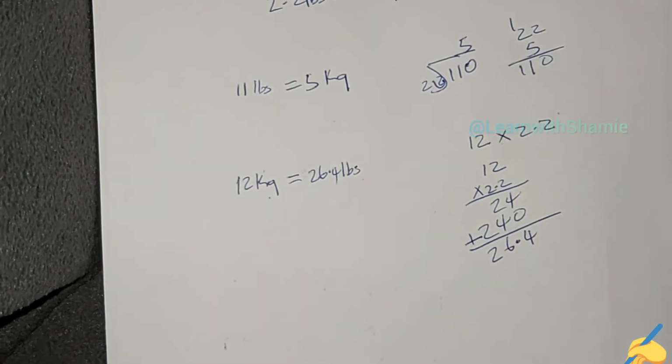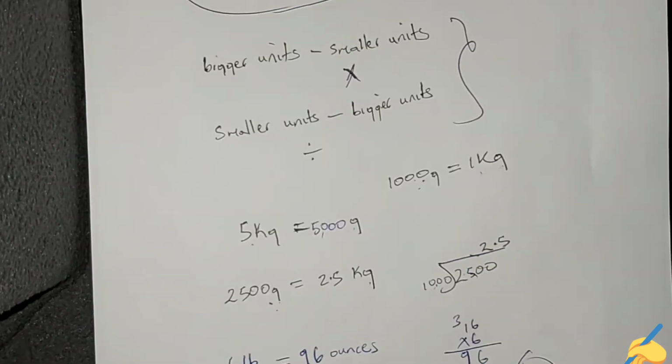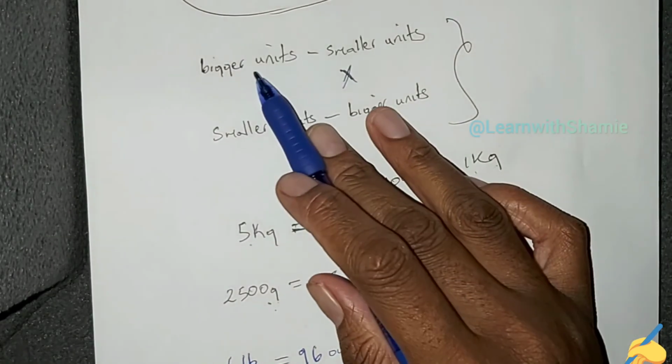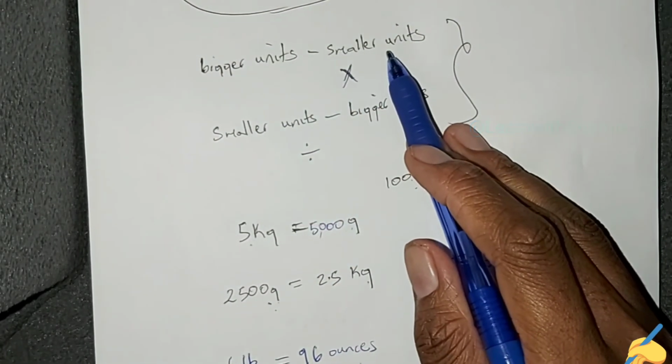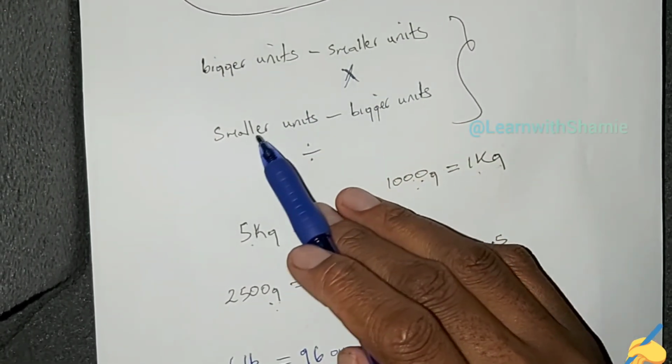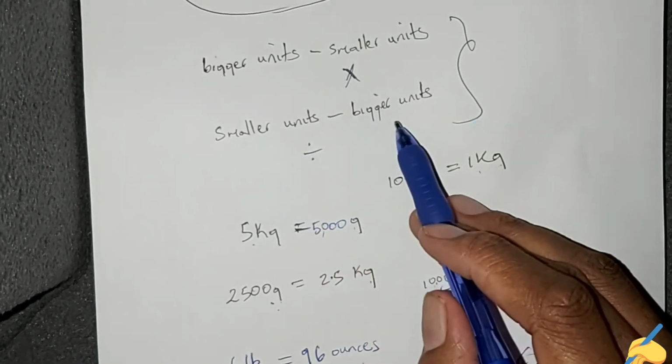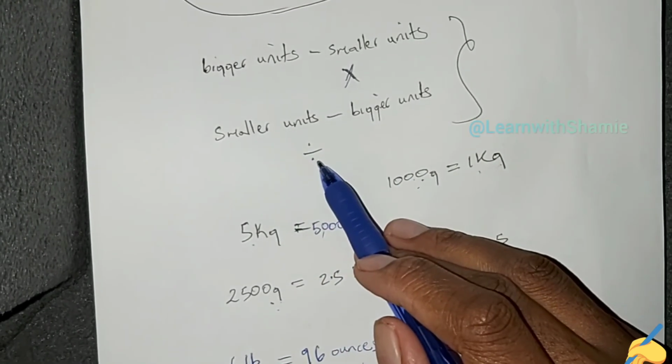So always be mindful of the fact that when converting from a bigger unit to a smaller unit, you multiply. When converting from a smaller unit to a bigger unit, you divide.